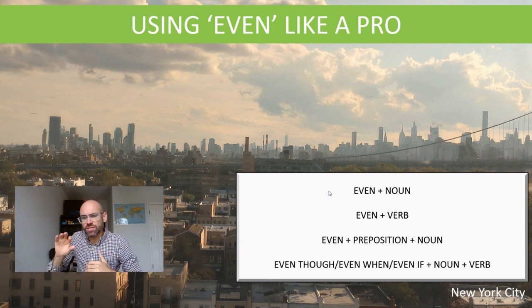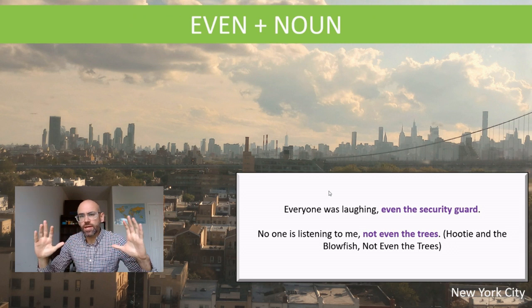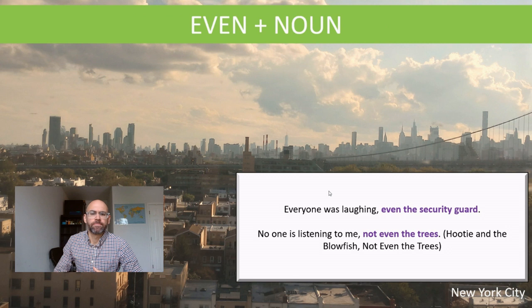And then we can use this last expression, even though, even when, or even if. We can use that with a noun and then a verb. So this gets a little tricky. We have to always use these expressions with a noun and a verb together. So let's look at those. Let's look at some examples of using even using these different grammatical constructions. So the first example would be even plus a noun.